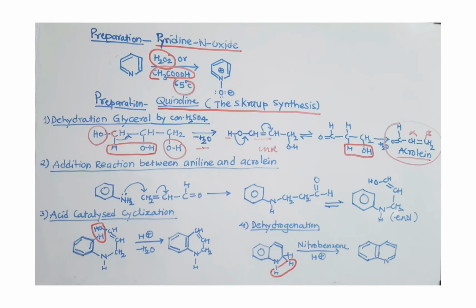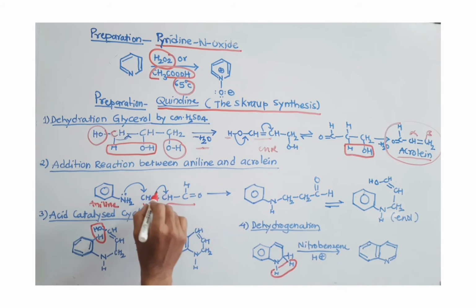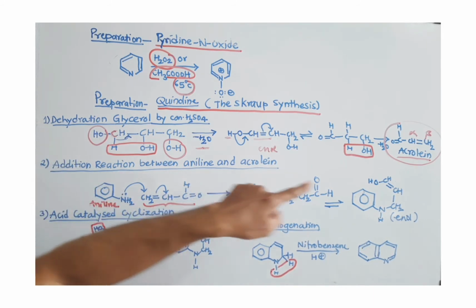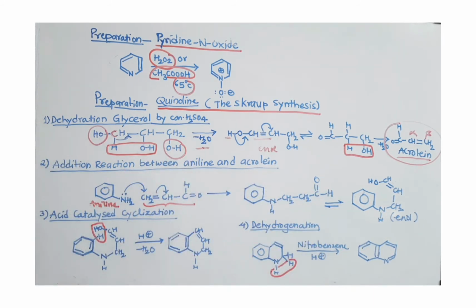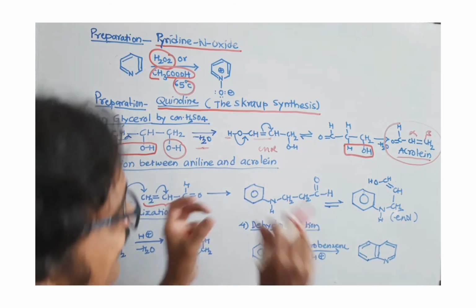Now in the second step, we have to use aniline. This is nothing but aniline. Now this aniline is added on this alpha-beta unsaturated aldehyde, that is acrolein. This is a Michael-type addition. So at the beta carbon, this NH2 is providing a pair of electrons. This bond will open here, and one H will transfer from this nitrogen to this. So automatically these two are joined, added.